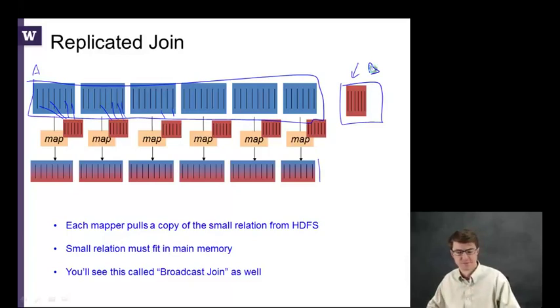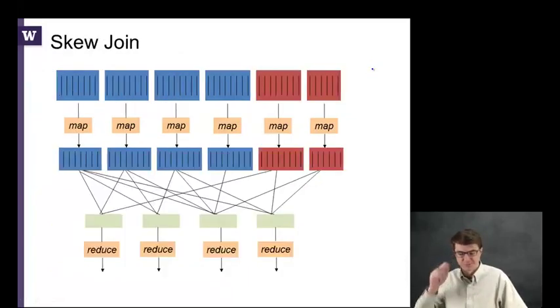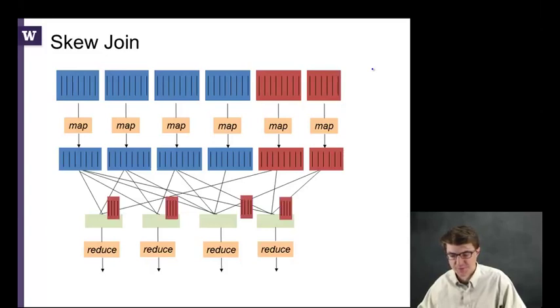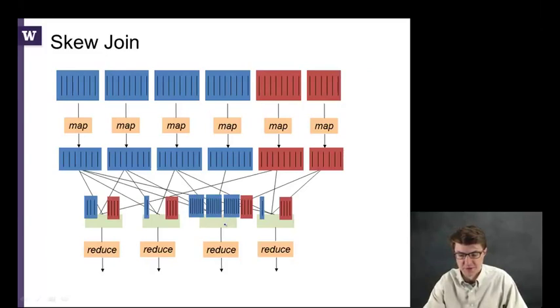All right, so for the skew join, the situation is as usual. You've got two relations, this blue one and this red one, and the map phase associates each tuple with its join key. But the problem is that most of the data ends up on a single reducer, and the reason is that maybe most of the data here is associated with a single join key.